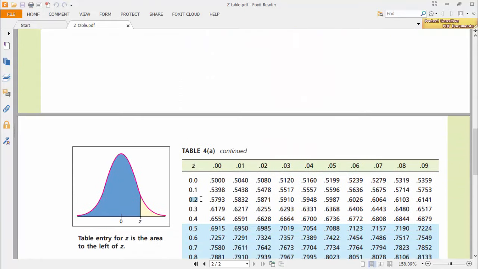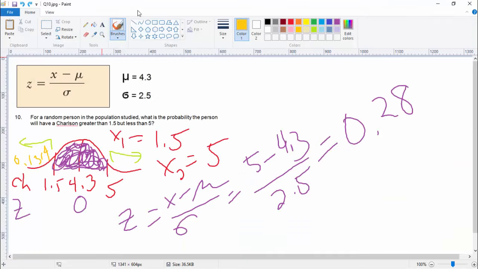0.2, and then we'll go over to 8. 0.28, 0.6103. Okay, so just remember that for now. So PR equals 0.6103. Okay, now let's reality check ourselves.